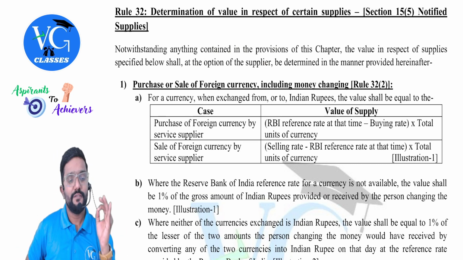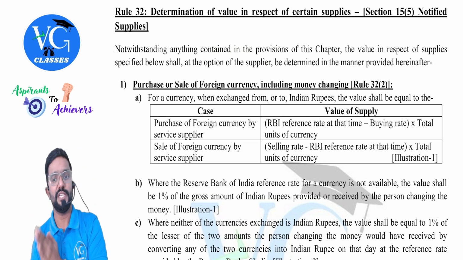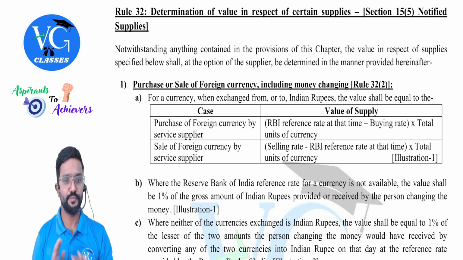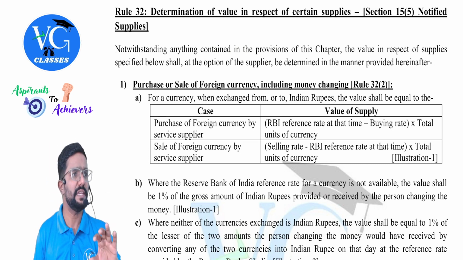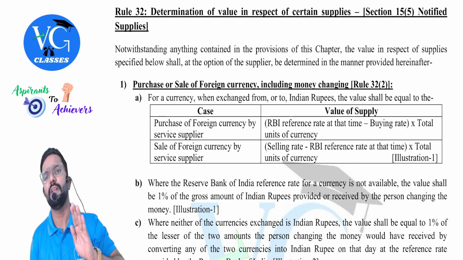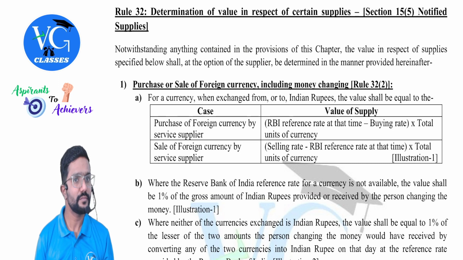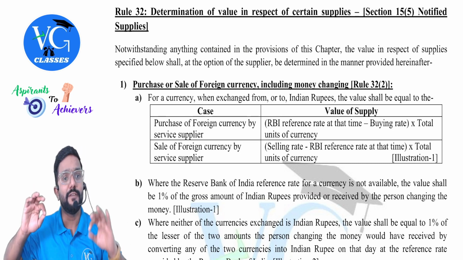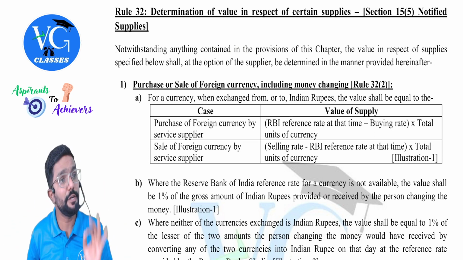First one, purchase or sale of foreign currency, including money changing. Rule 32, sub rule 2. Okay, means for the supplier who is engaged in exchange of foreign currency into Indian or Indian into foreign, in simple, sir, they're engaged in the business of exchange. Exchange of what? Currency. They can either follow what? Please be careful, guys. Rule 32 is an option given to the supplier. Is it mandatory to follow this?